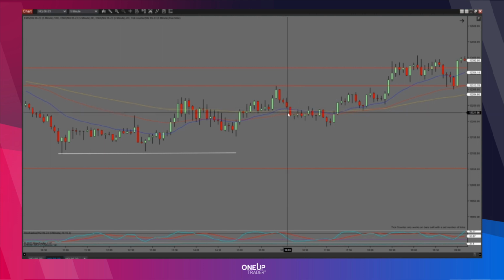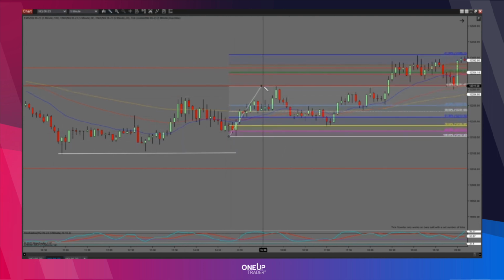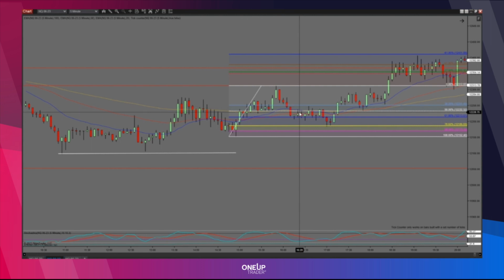Now, for the retest, I use structure along with Fibonacci. So what I will do, I will use the last leg move up. This to me stands out, and I will use Fibonacci. And the two levels I look for are the 50% and the 38.2. Those are the main ones I look for.